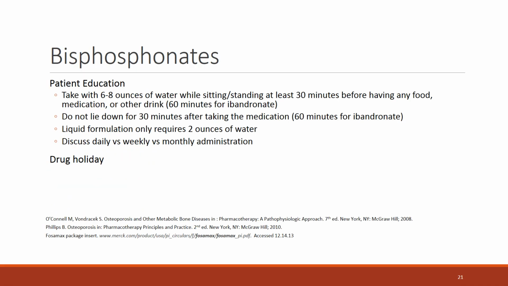Here's where the patient education comes in to help avoid those side effects and help with the bioavailability. Patients need to take it with 6 to 8 ounces of water so that it really does get totally pushed down into the stomach and not cause the esophageal irritation. And they need to be sitting or standing. They can't be laying down. And they need to sit or stand and take it 30 minutes before having any food, medication, or other drink. It's 60 minutes for ibandronate. I just tell every patient 60 minutes.